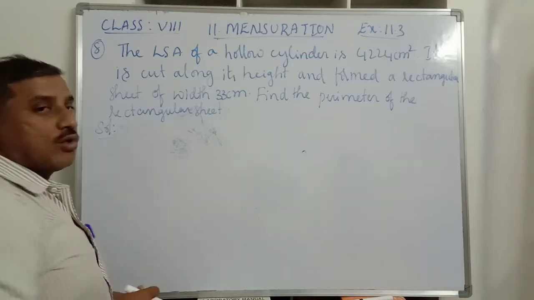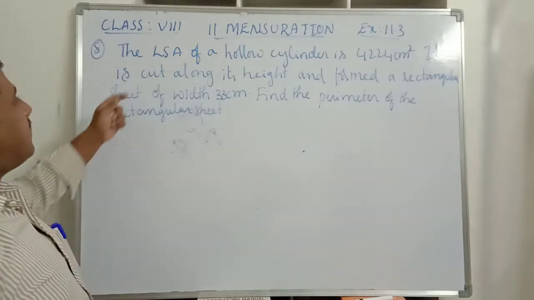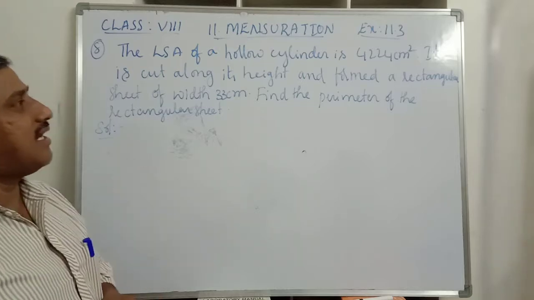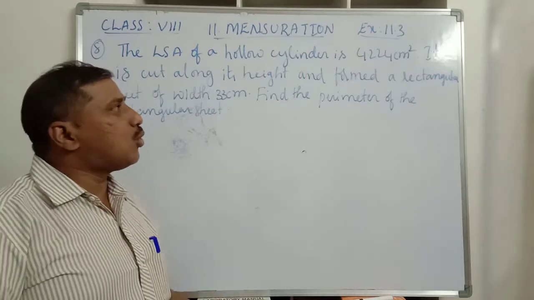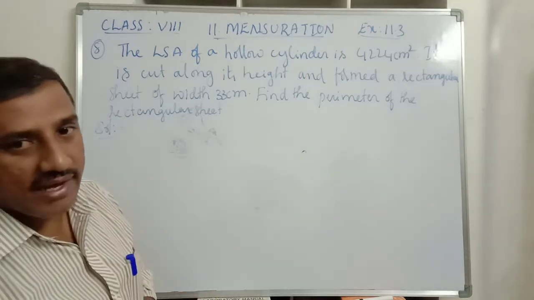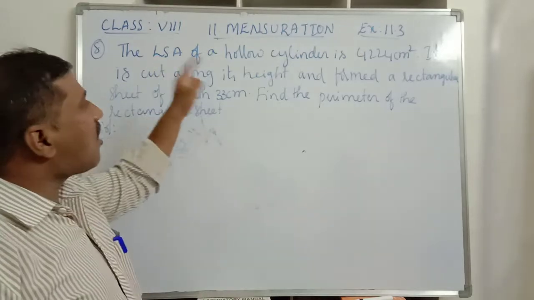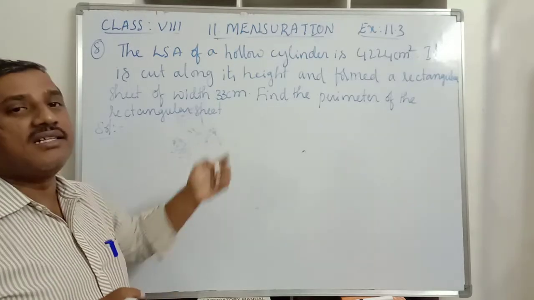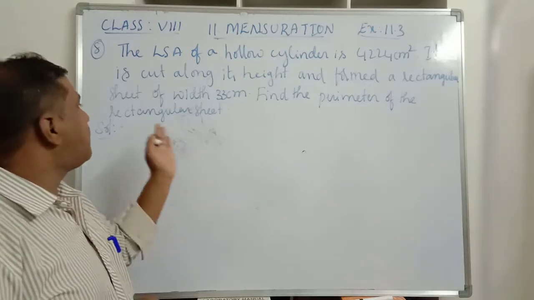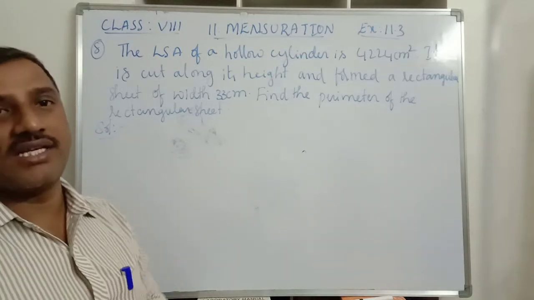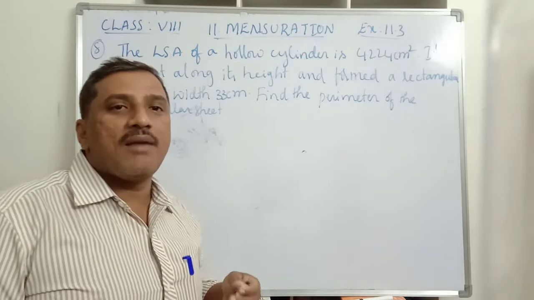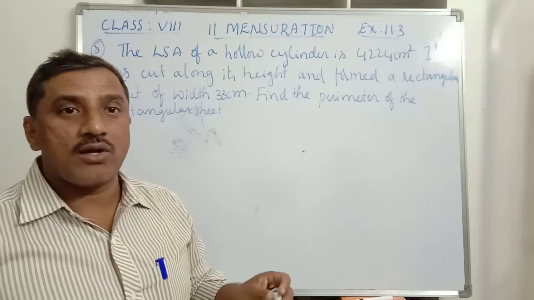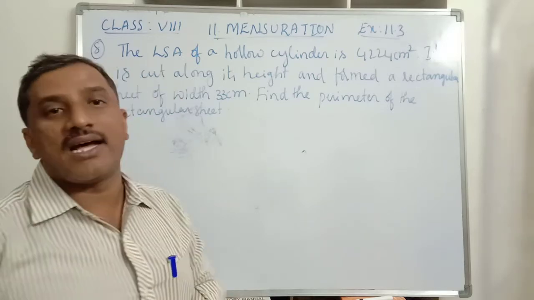Now we will discuss question number 8. The LSA, that is the lateral surface area of a hollow cylinder, is 4224 centimeter square. It is cut along its height and formed a rectangular sheet of width 33 centimeters. Find the perimeter of the rectangular sheet. How do we calculate the perimeter of a rectangular sheet? It is 2 into (L plus B), 2 times the sum of the length and breadth.